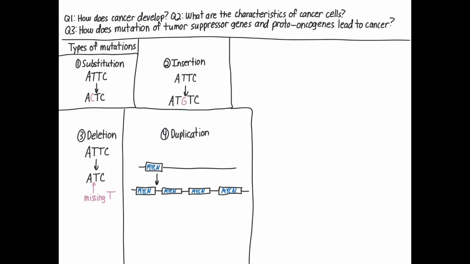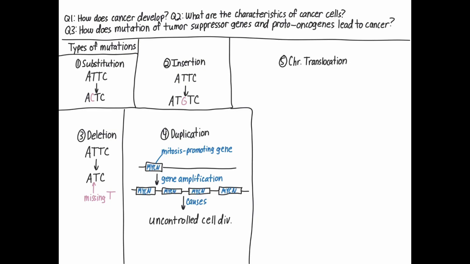If that gene's function is to promote mitosis, the additional copies of that gene will result in increased amounts of protein, which can cause cell division rates to be higher than they should be. In other words, uncontrolled cell division. The increase in gene copy number by duplication is called gene amplification.